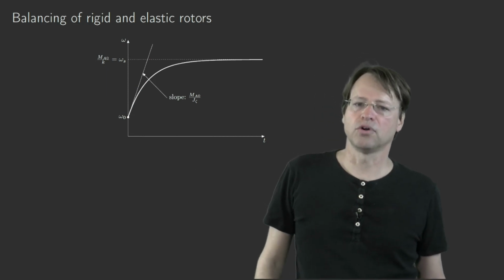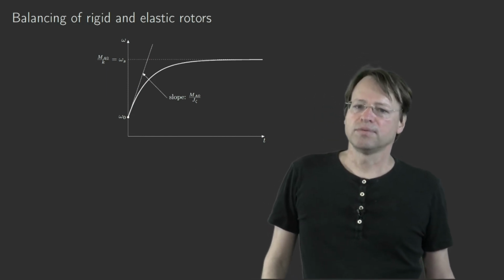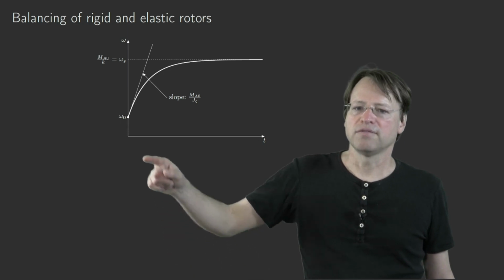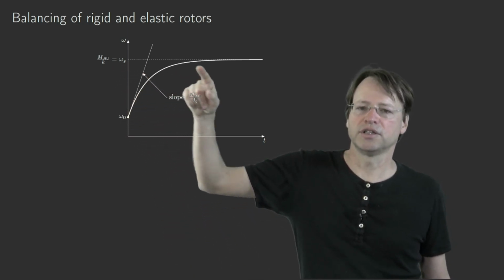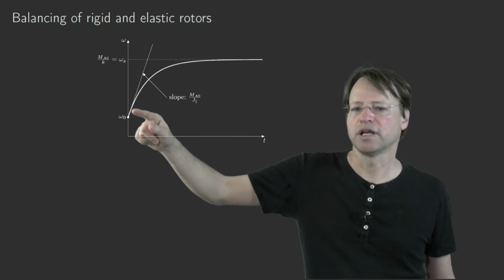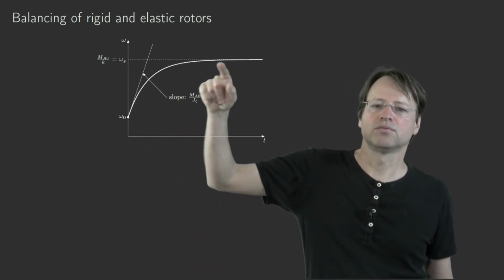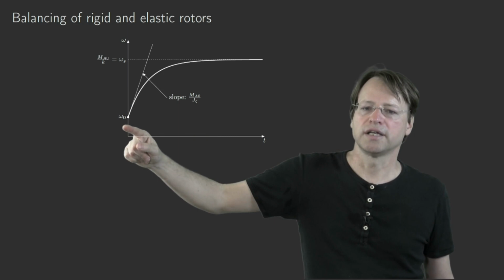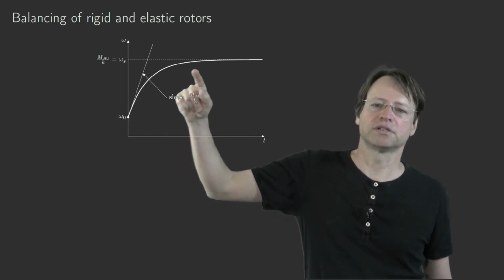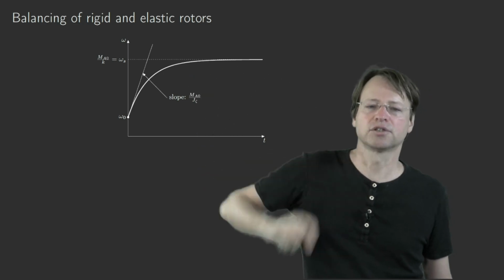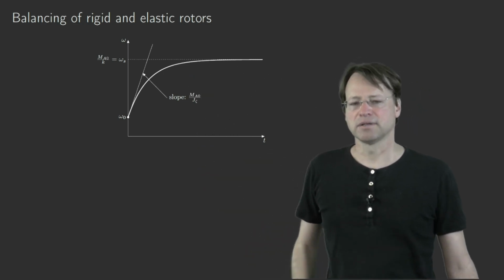The development of omega over time. First, we take the case into account that we have some kind of resistance. Then we approach the stationary operation exponentially fast. You start at some initial value omega naught, and then the rotational speed tends to increase until it reaches its stationary limit.